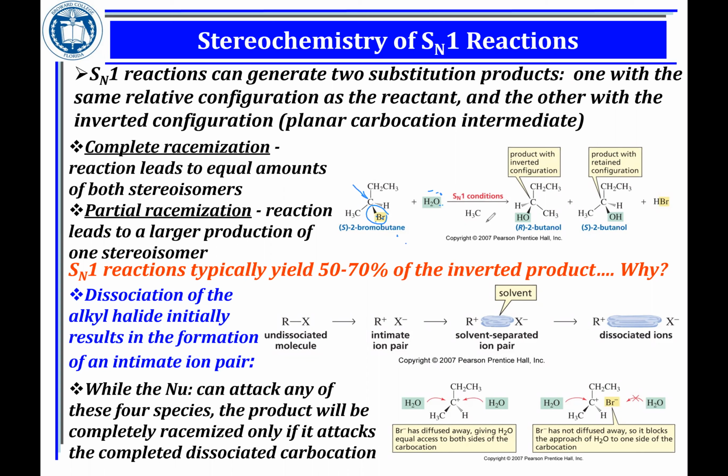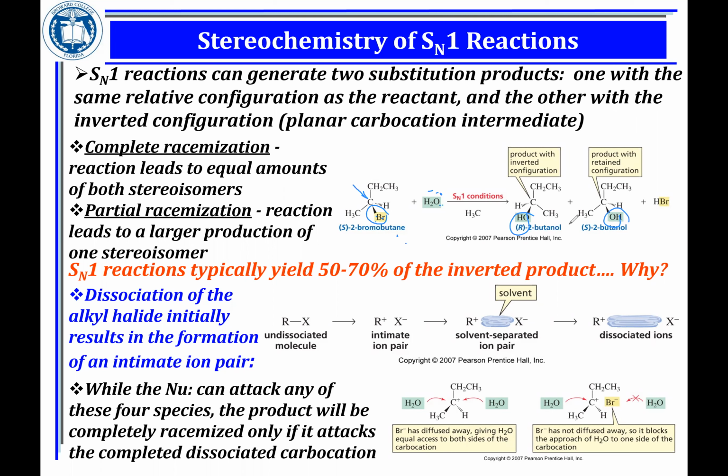H2O can go from two opposite sides, and if it does, you can get either the R or the S product. So you get a mixture of the stereoisomers. It's not always 50-50. It could be 52 to 48. It could be 55 to 45.